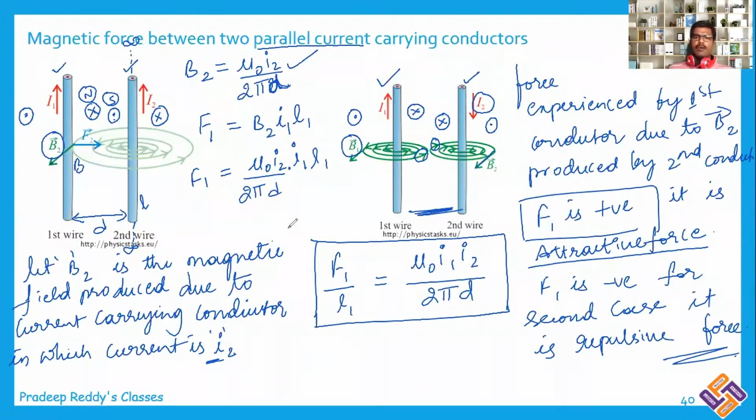Okay, so this is how you can find the magnetic force between two parallel current carrying conductors. And remember, I am considering one as finite and the other one as infinite. That's the reason why in the denominator you are getting 2 pi d. If not, you will be getting 4 in the denominator. So you should be cautious with this.